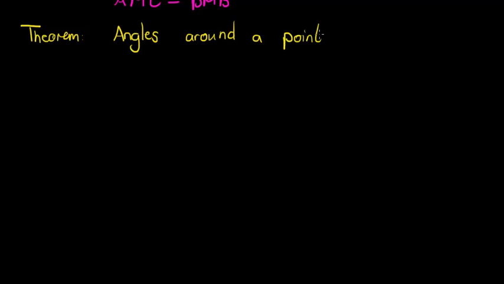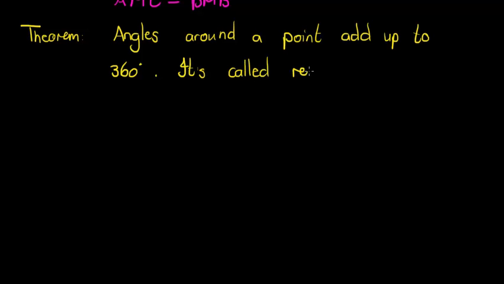Okay, so the next theorem we're looking at is that angles around a point add up to 360 degrees. It's called a revolution.